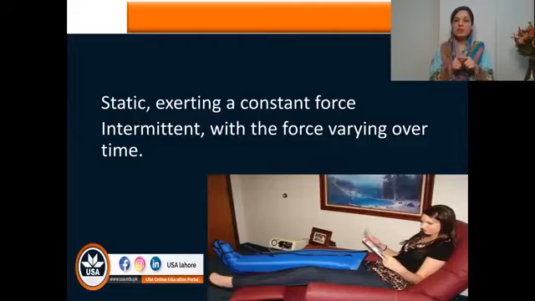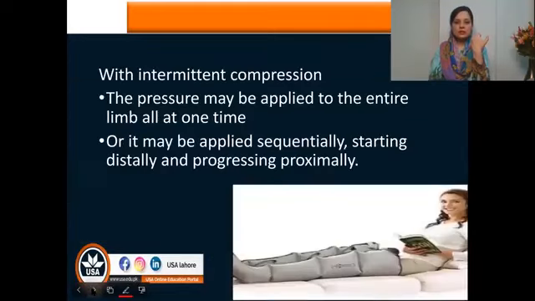In intermittent compression, we are going to apply a force that varies over time. We apply the force for 30 seconds and then have a 30 seconds rest interval. There is another additional type of intermittent compression, like you can see in this picture. There are 4 compartments. You are going to apply the pressure in the first compartment, then the second, then the third, then the fourth, and then 1, 2, 3, 4, 5.